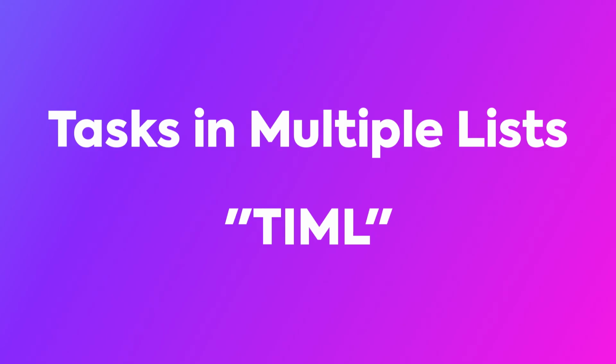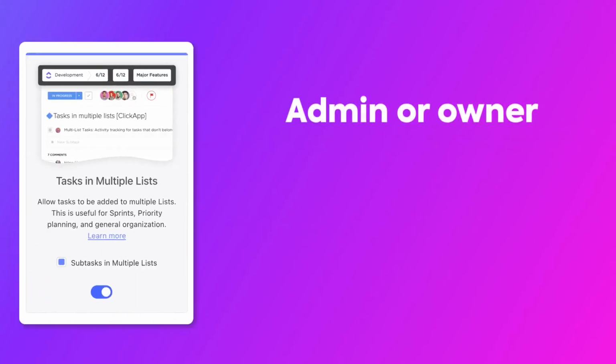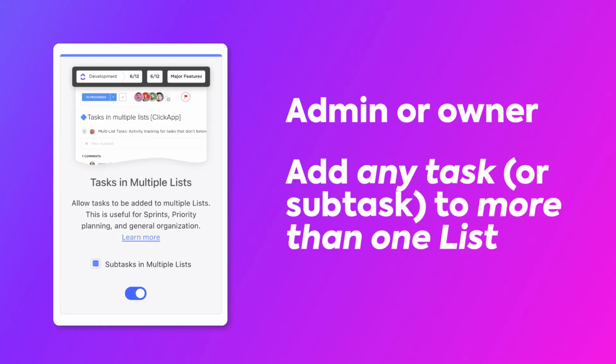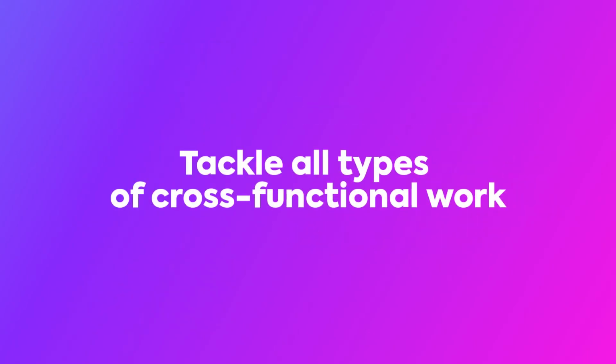TIML is a ClickApp that needs to be enabled by an admin or owner in your workspace, and it empowers you to add any task to more than one list. Adding tasks to multiple lists lets a single task live in multiple lists across multiple teams so you can tackle cross-functional work. All updates, comments, and activity are all reflected simultaneously.